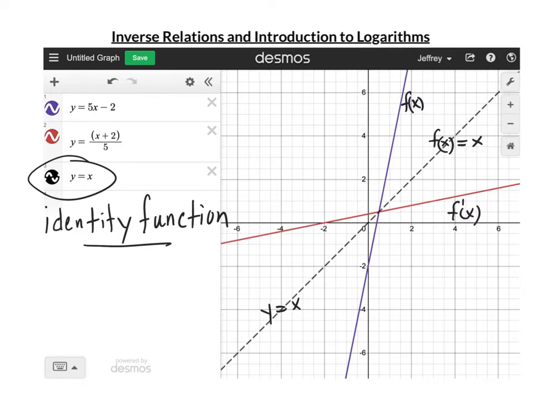For functions, if I compose, this is something we'll do soon, these two functions, what I get is the identity, which is y equals x. But always, a function and its inverse will be reflections through the line y equals x. That's the ordered pairs 1, 1, 2, 2, 3, 3, 4, 4, negative 1, negative 1, negative 2, negative 2, and so on.